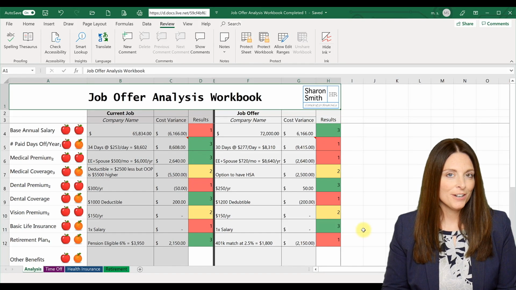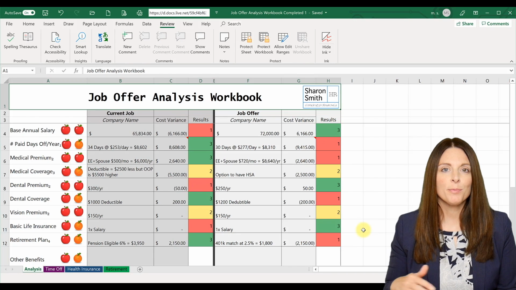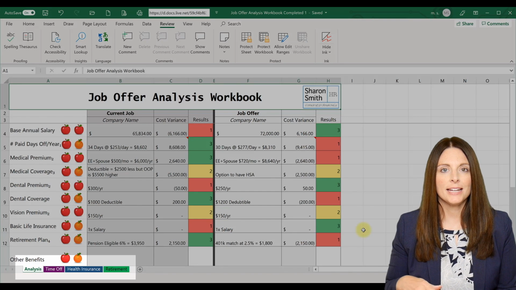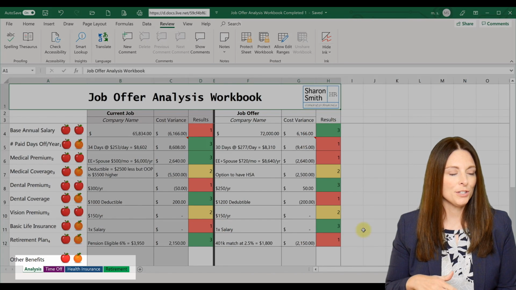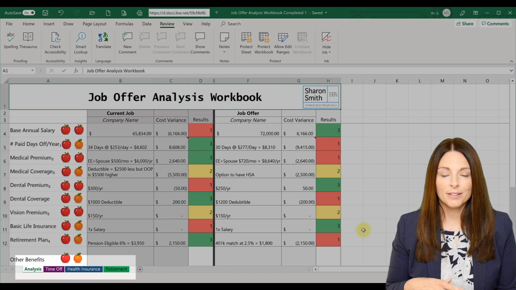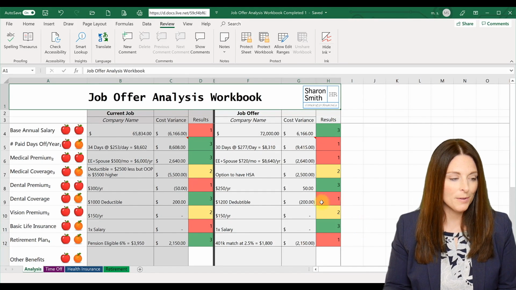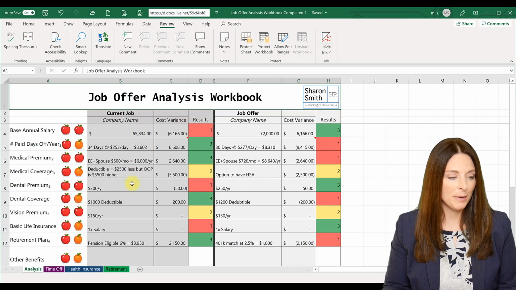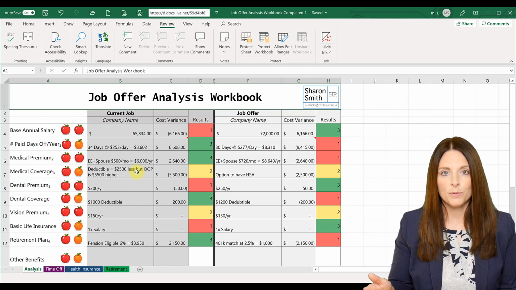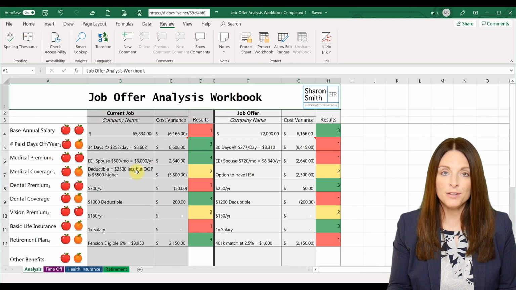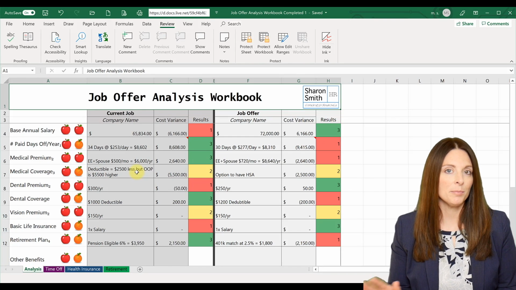This is the job offer analysis workbook. It's a spreadsheet with 4 different tabs, and I'm going to walk you through how to use it. This is actually a workbook that I created for myself that I felt like you would find very helpful as well. As we go through the video, I have pre-filled in information onto the workbook so that we can see how we would use this and how we would fill it in. When you download the template, it's going to be completely blank.